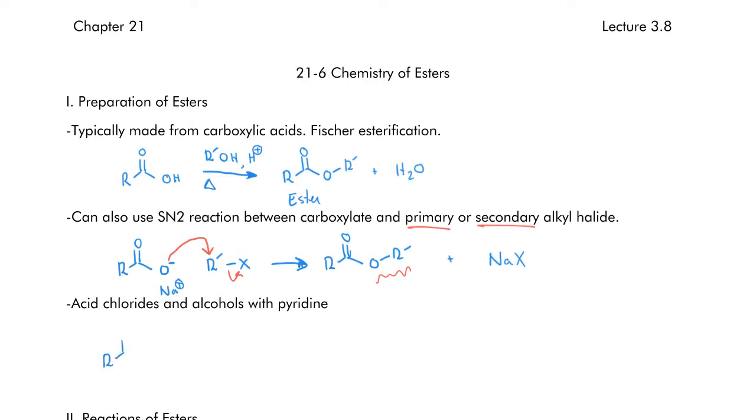And a third method for preparing esters starts with acid chlorides. If we take an acid chloride and we treat it with an alcohol, in the presence of pyridine, it will produce an ester in high yield.